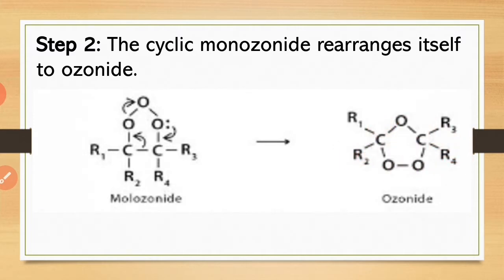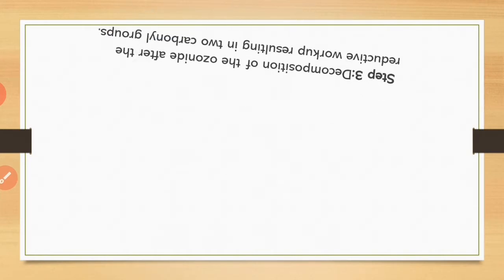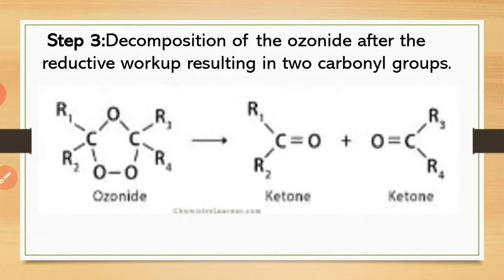The next step is the decomposition of the ozonide after the reductive workup, resulting in two carbonyl groups. So the ozonide which is formed in the second step reduces itself to two molecules of carbonyl compounds. Okay, understood?